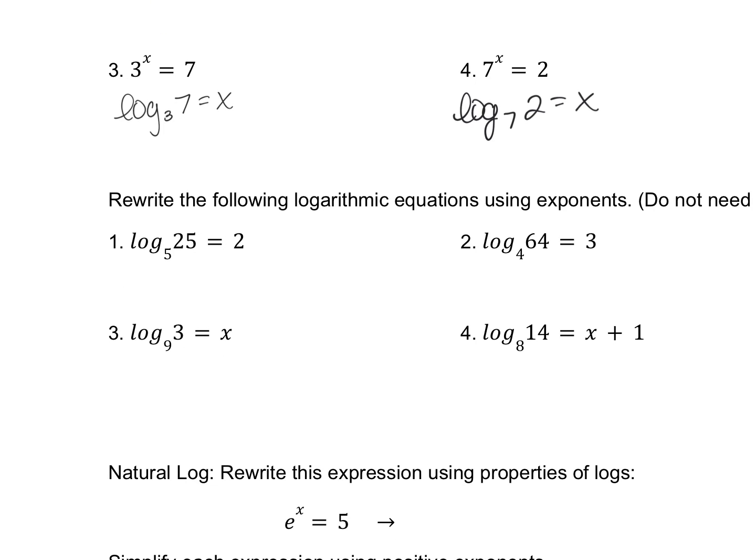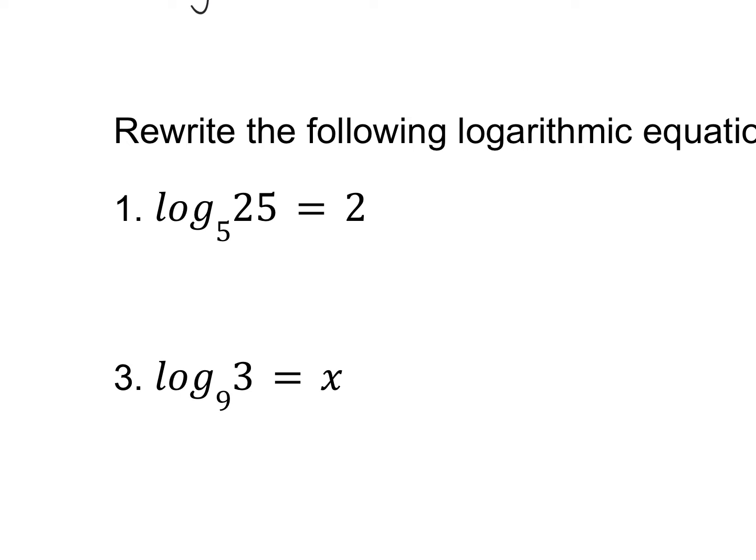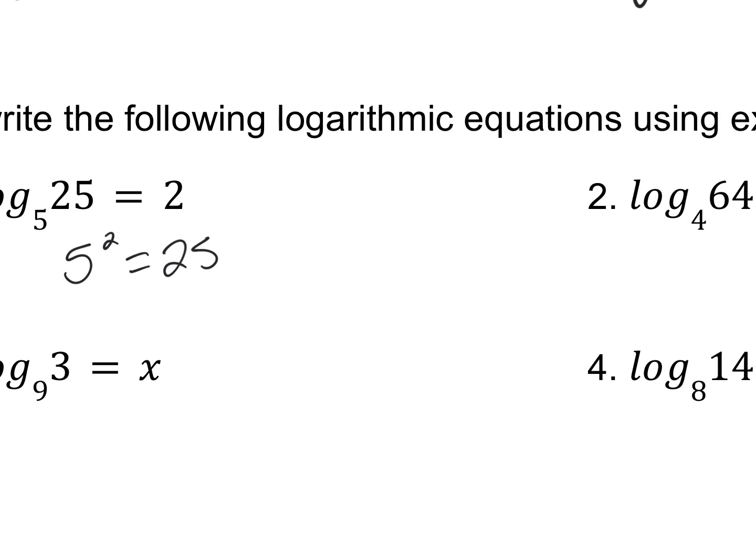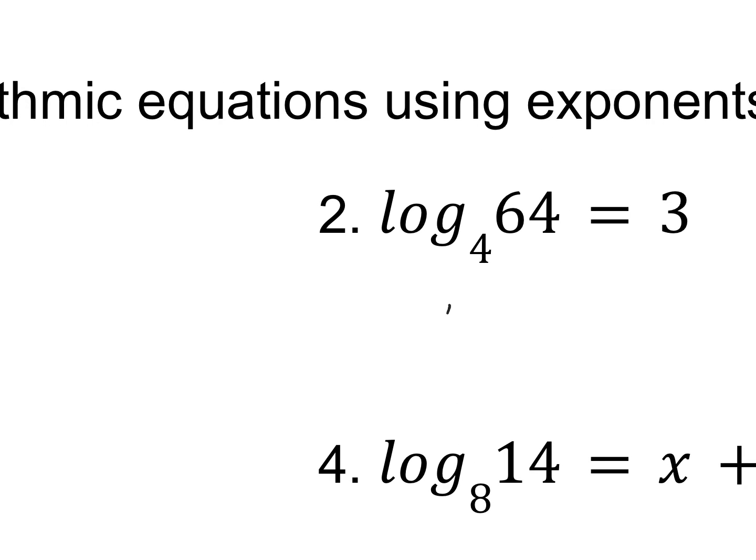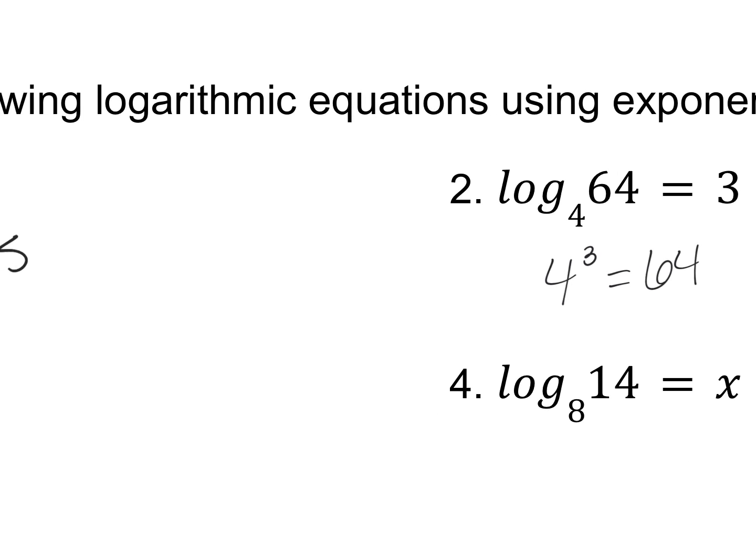Okay, so now they're going to give it to us in log form, and then they want us to rewrite it in exponential form. So we don't need to solve it. Remember, it's the base to what it equals, so 5 to the second power equals the middle number every single time, 25. That's how I remember it. Is that a true statement? Is 5 to the second power 25? Yes. Okay, so the base to what it equals the middle number. Is 4 to the third 64? Yes.